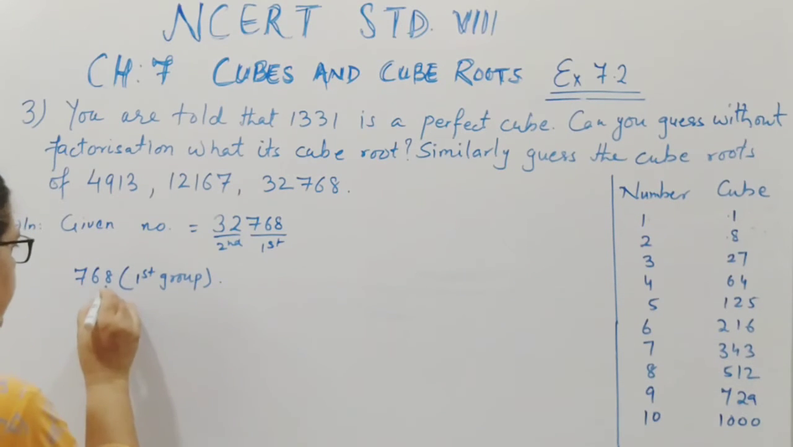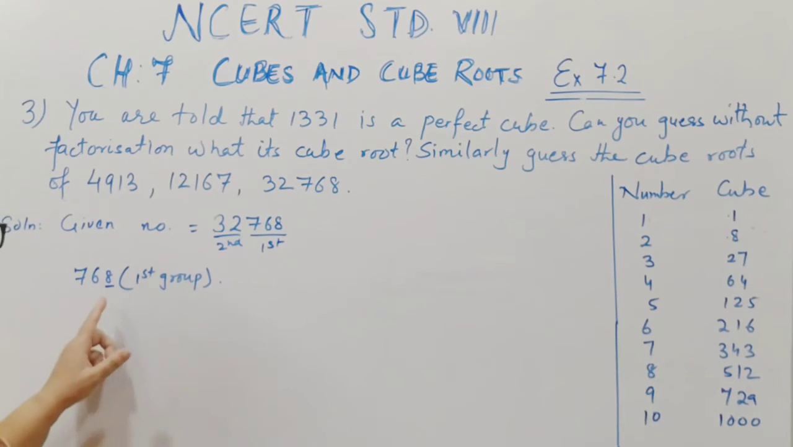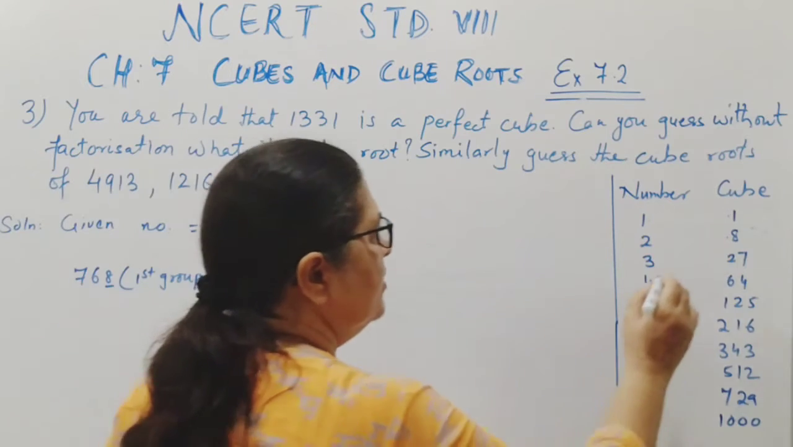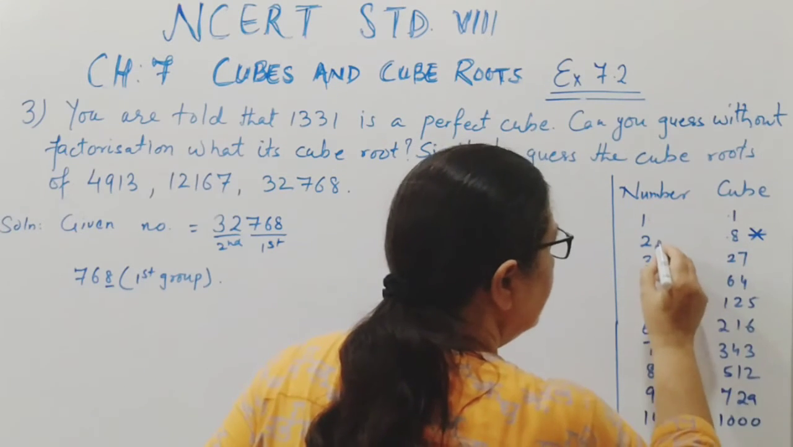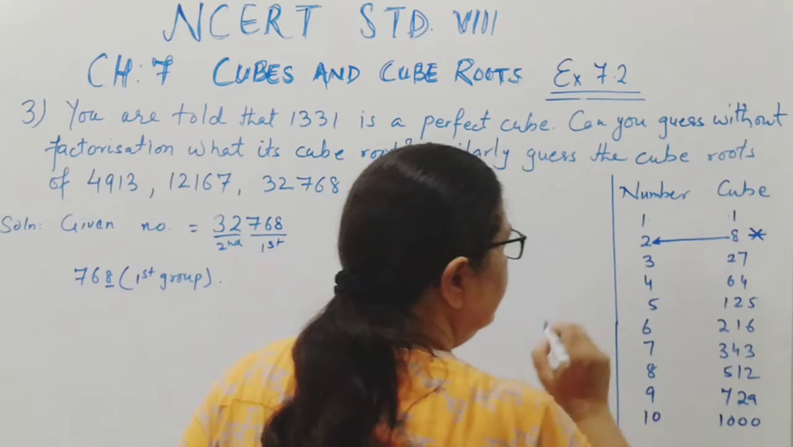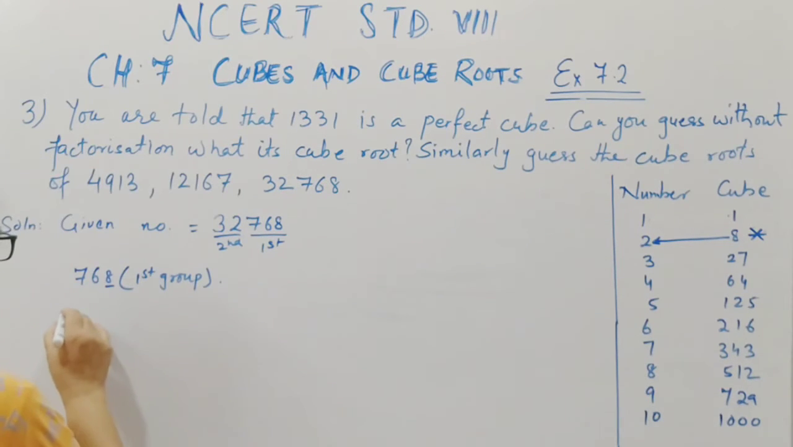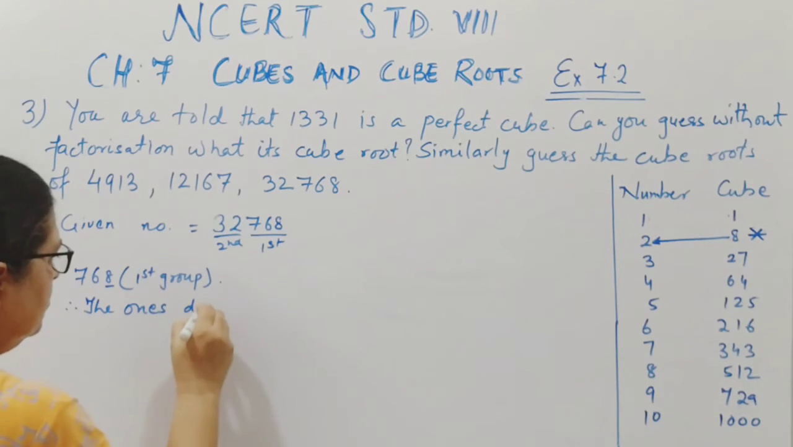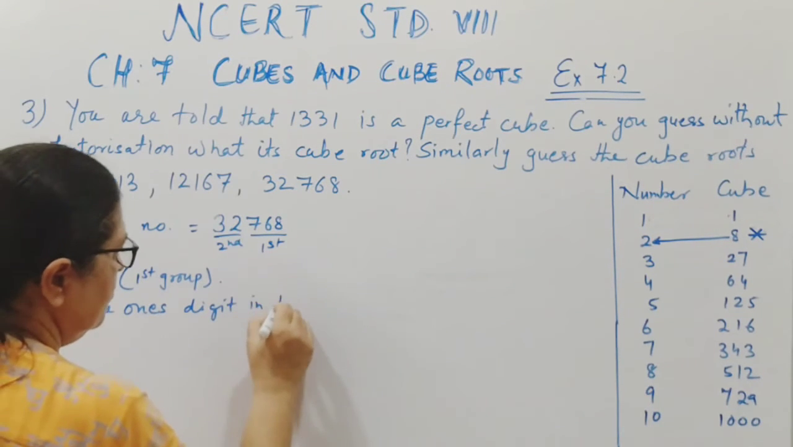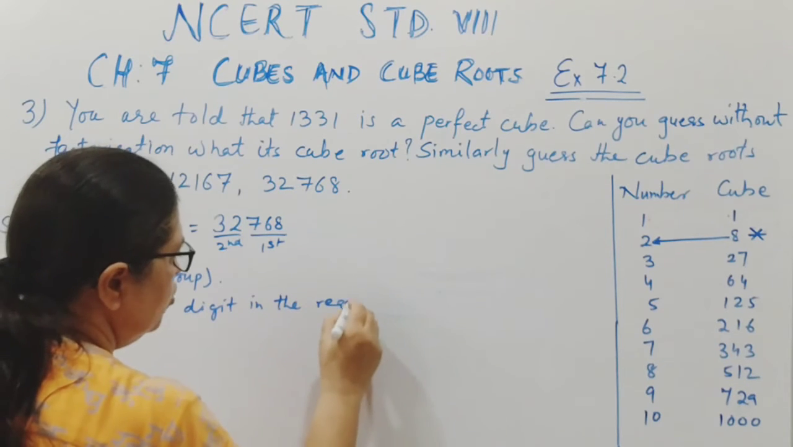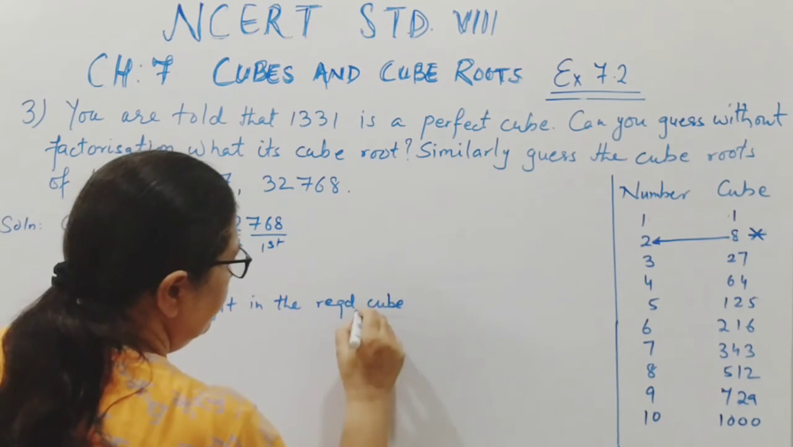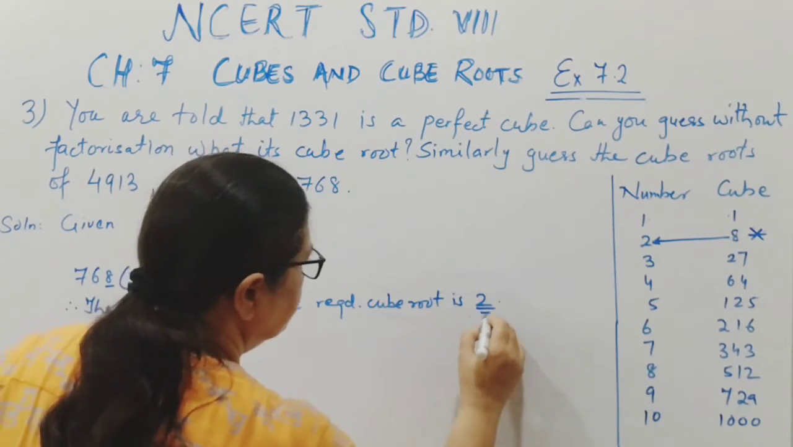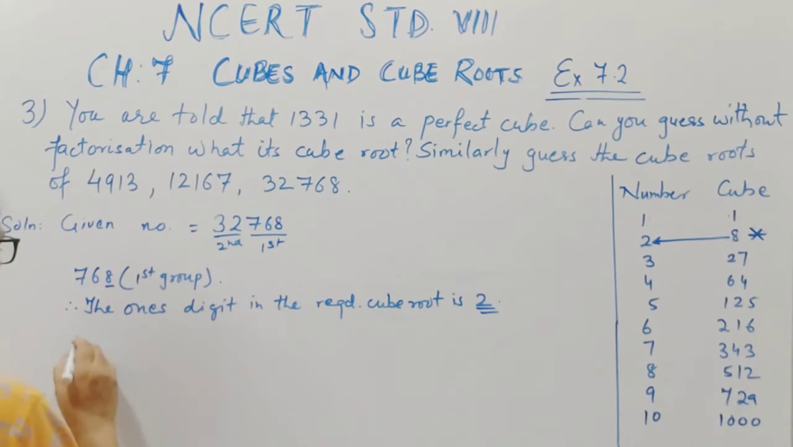Now we will observe the number at ones place. It is 8. We will see the same number in the cubes. It is here. So the corresponding number is 2. Therefore, the ones digit in the required cube root is 2. Now we'll take second group.